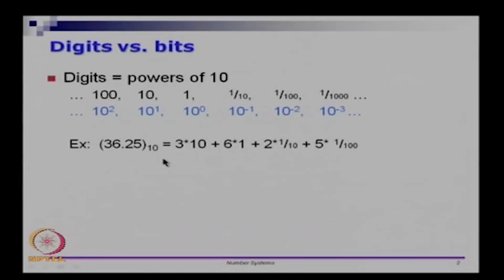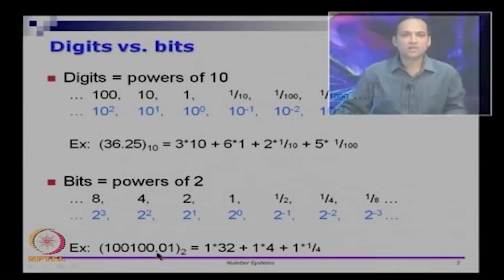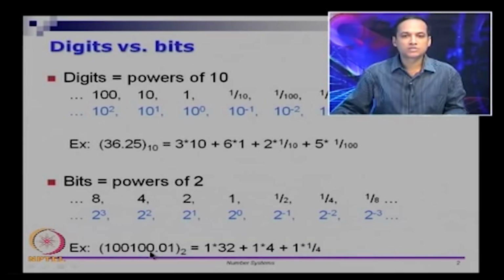That's a positional weight system, and this automatically extends to binary also. In binary, if you see a dot in a binary number, you start from the left side and assign weights 2 power 0, 2 power 1 and so on to the left, and start with 2 power minus 1, 2 power minus 2 and so on to the right.